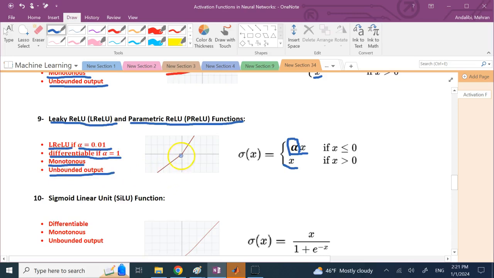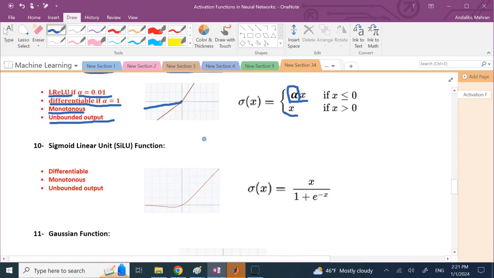Okay, so again, typically this slope is much, much less than 1. So it's correct to draw it like this, not like that. But it could be parametric, it could be 1 or even bigger than 1. And the good thing is at least it's monotonic.